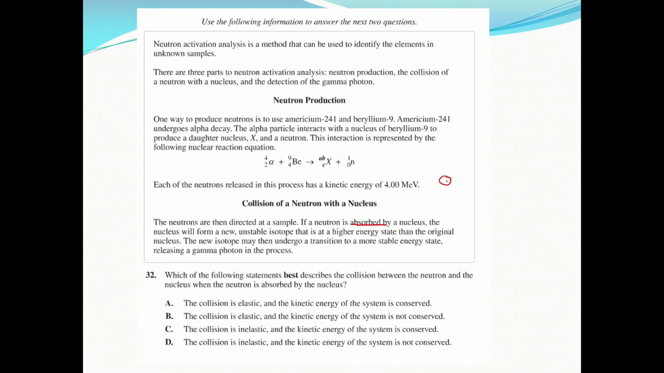So it looks like we have this super fast moving neutron, and then we have the nucleus, and it's absorbed, right? To me, that doesn't sound like an elastic collision, because this has a lot of kinetic energy, and then it's absorbed, and this isn't going to move very much. So to me, it sounds a lot like the collision is inelastic, and the kinetic energy of the system is not conserved.